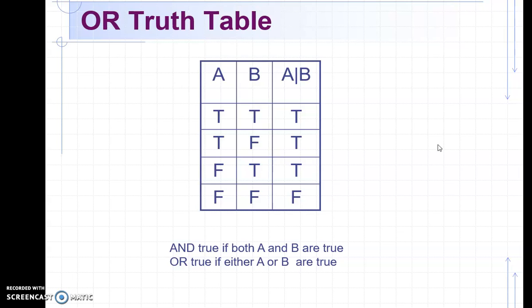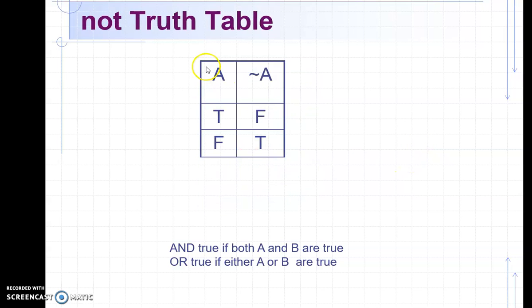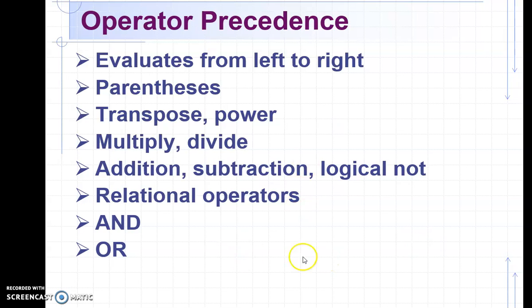Or, if A or B is true, it's true. So, A true, B false, true. A false, B true, true. A false, B false, false. So that one's true unless they're both false. And the not operator just gives you the opposite of whatever A was. Again, those are truth tables.